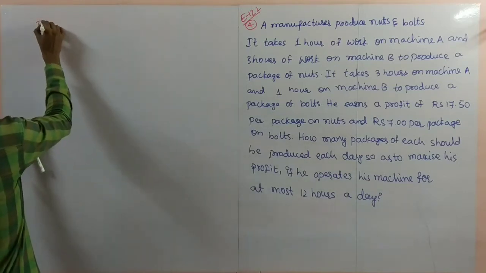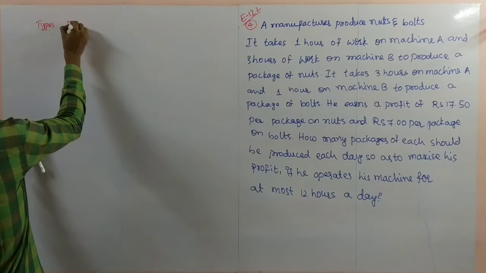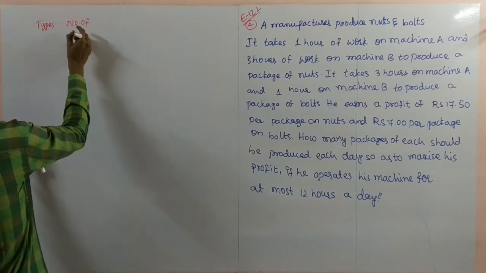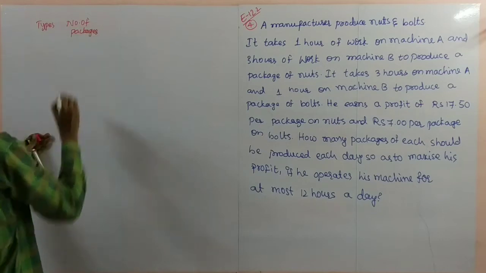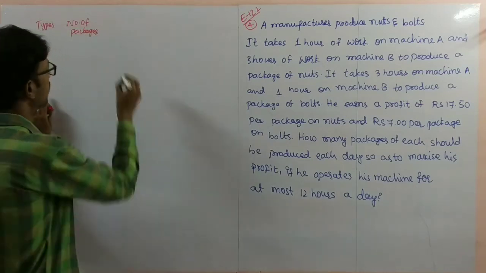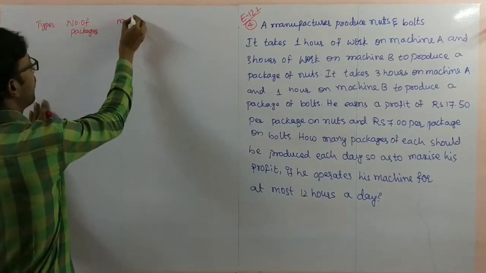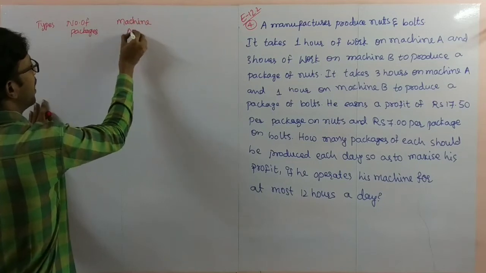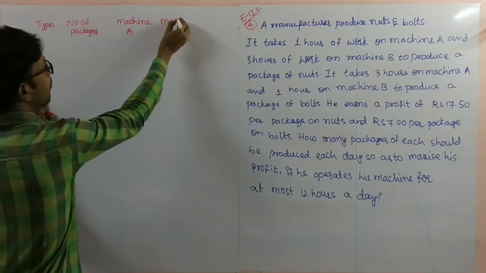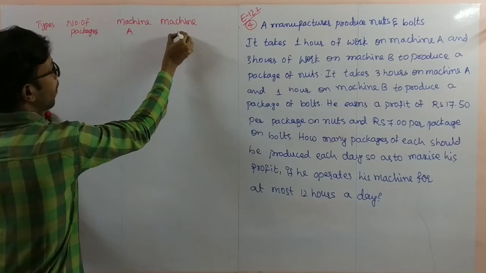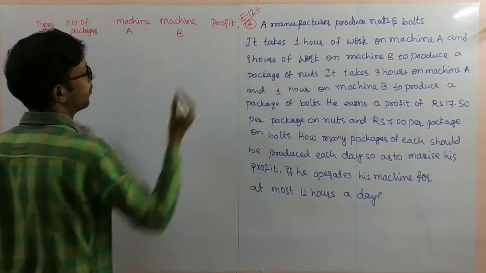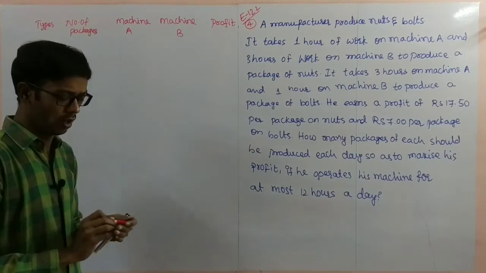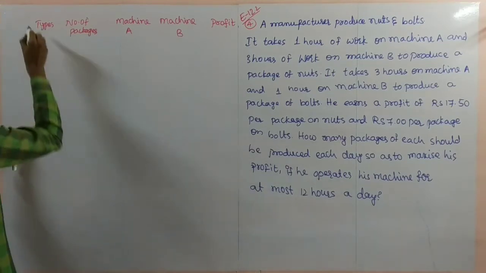Types, number of packages, machine A, machine B, and profit also they have given. So now continue the problem here.